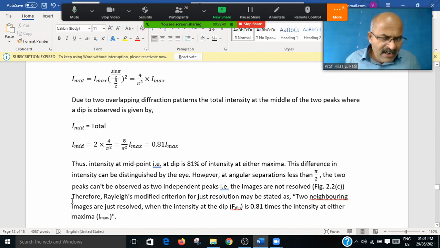See here, there is a very important criterion description. The intensity at the midpoint, or the deep point, is 81%, not 100% of the intensity of either maximum, and this difference in intensity can be distinguished by the eye. We know the eye is a resolving instrument in which the difference in intensity is visible: 81% of the 100% can be perceived. That is how, for angular separation less than pi by 2, the peaks cannot be observed as two independent peaks. That is, the images are not resolved. That is the point.